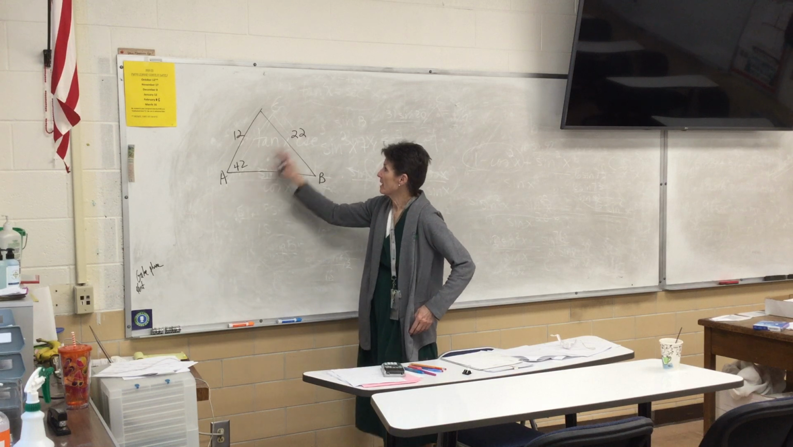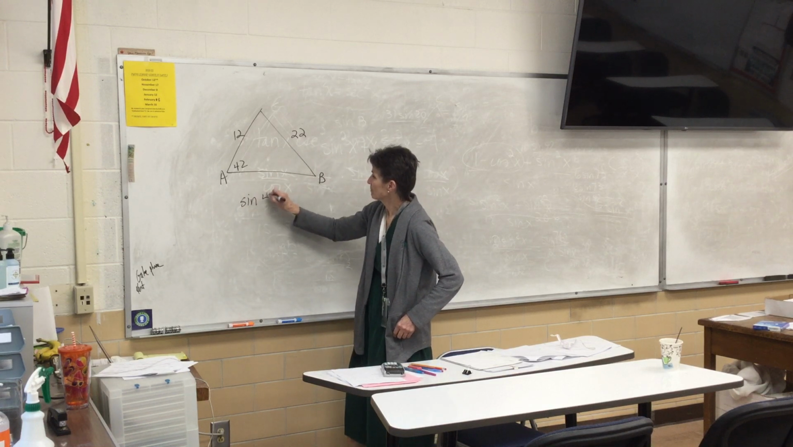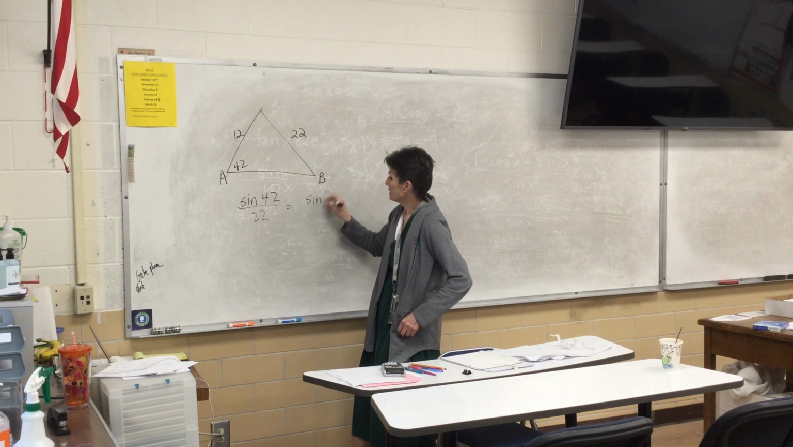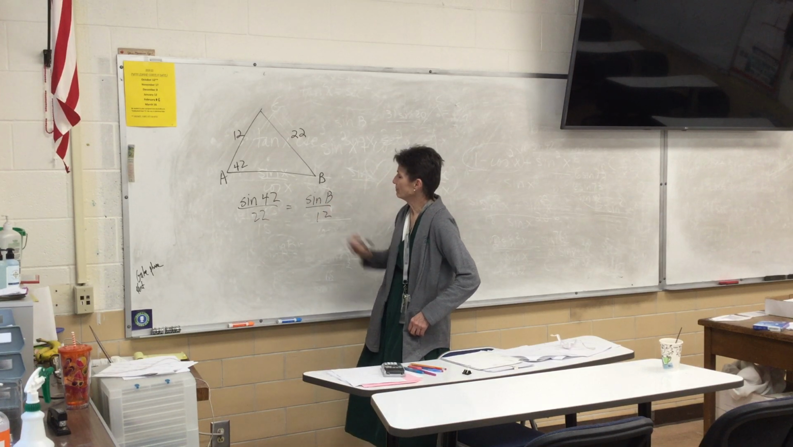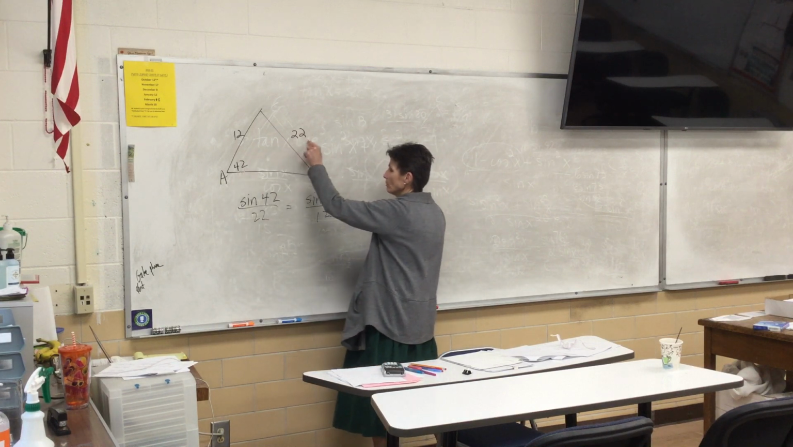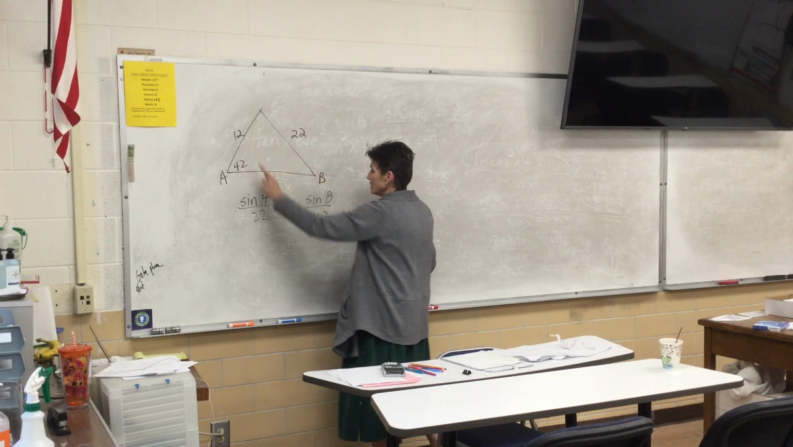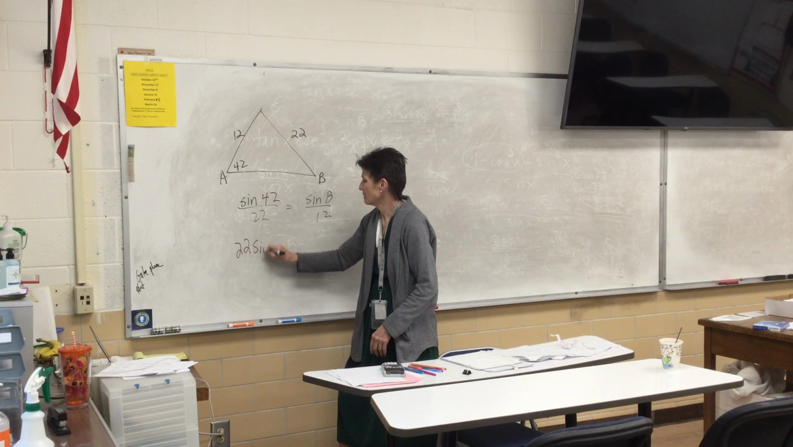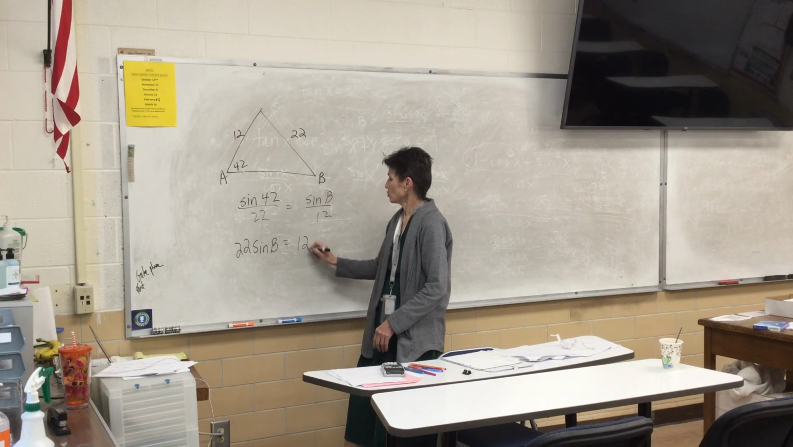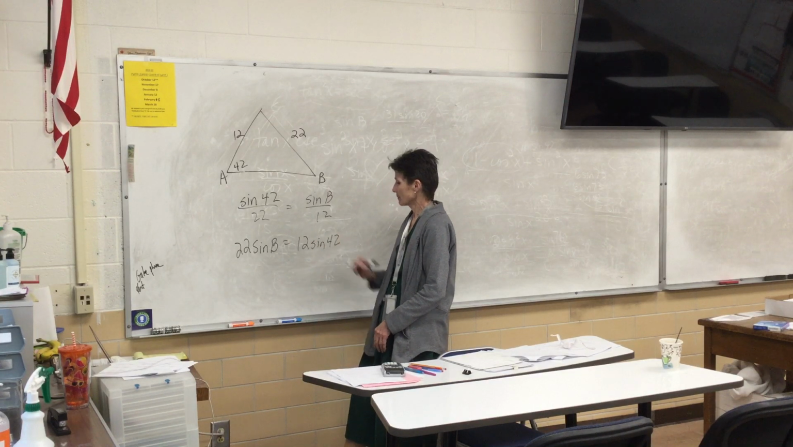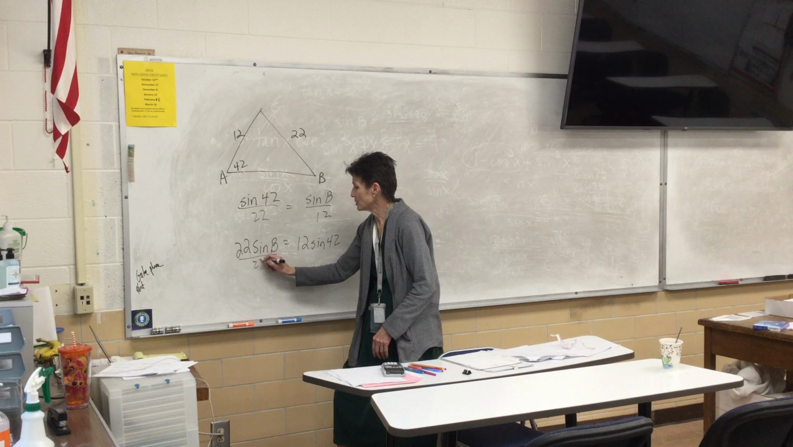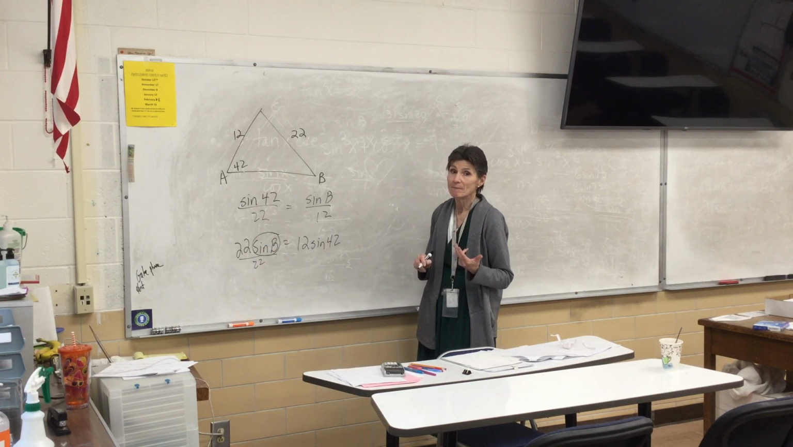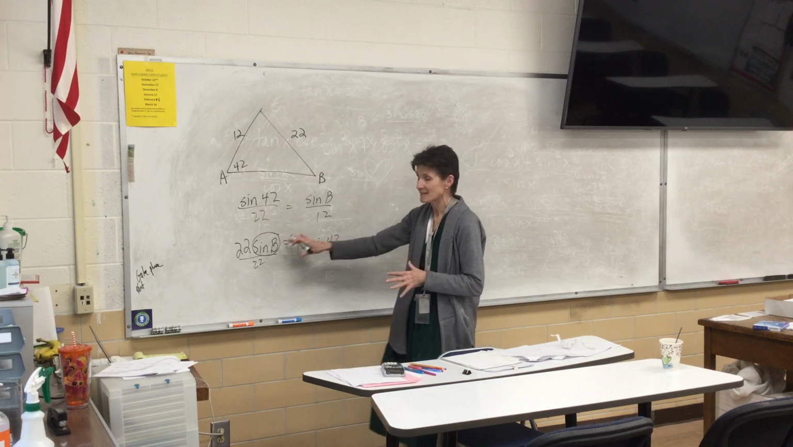Law of Sines says sine 42 over 22 equals sine B over 12. So we'll cross multiply. 22 sine B equals 12 sine 42. And then we'll divide by 22. Remember, this is a unit. Do not try to split that up yet. We're going to split that up in a minute, but there's a special way to do that. So that's got to stay like that.